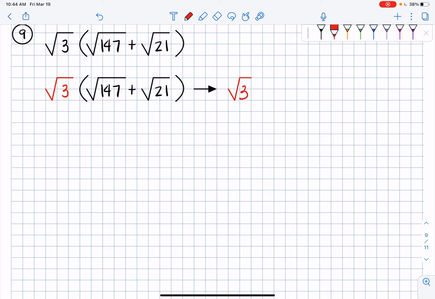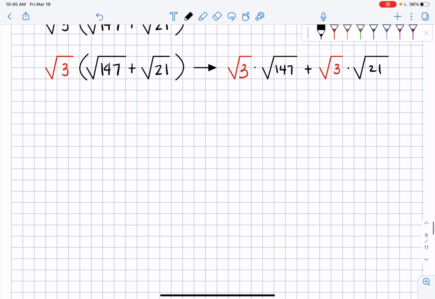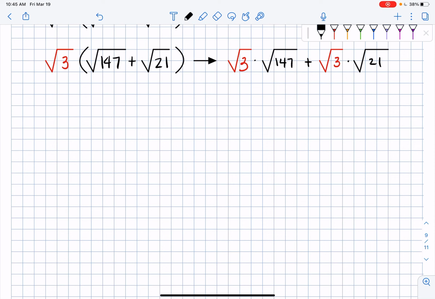So I got the 3 times the square root of 147 plus square root of 3 times 21. Okay. Now, because they're the same index, I can put it under one radical, right? So if I put it under one radical, let's do that. And break it down as we go. So 3 times 147.